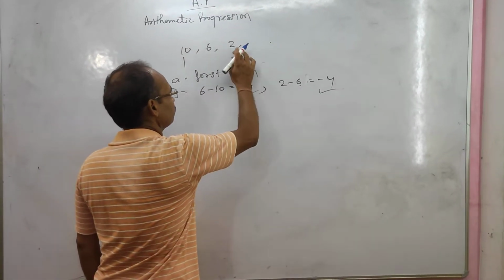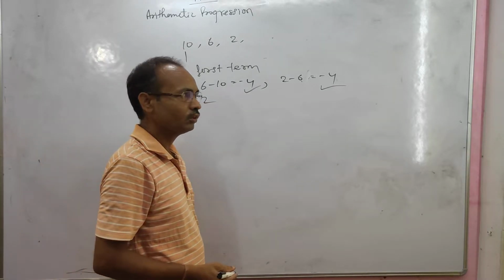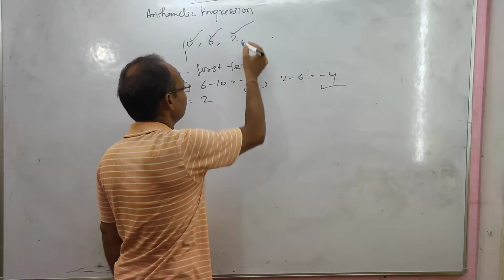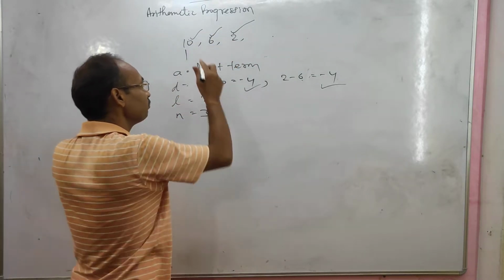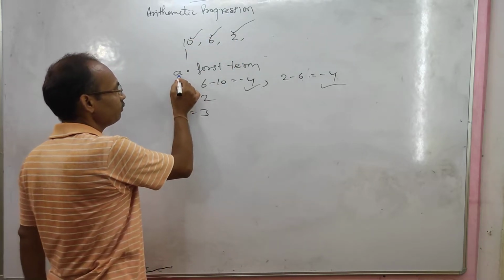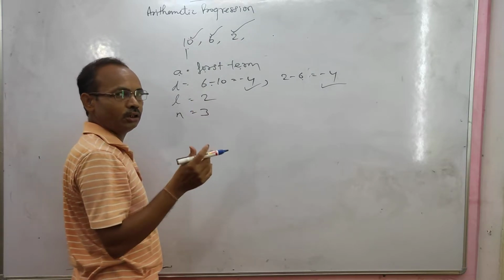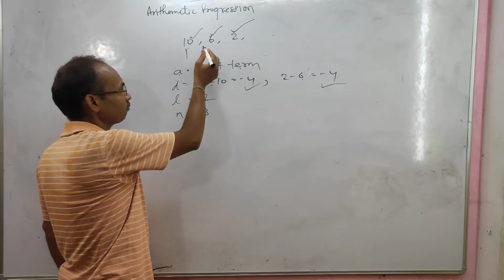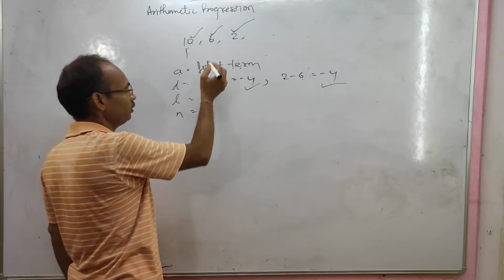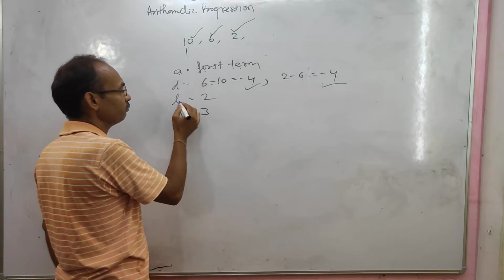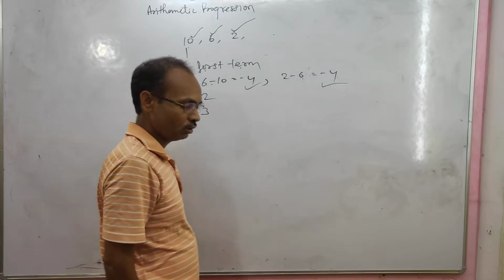The result is the same, so it is the common difference. And the last number is known as L, the last number. And the number of terms is known as N. N is equal to 3; these are the number of terms. A is the first number, D is the common difference, which can be found very easily by subtracting any number from the previous number, N is the number of terms, while L is the last term of an AP.